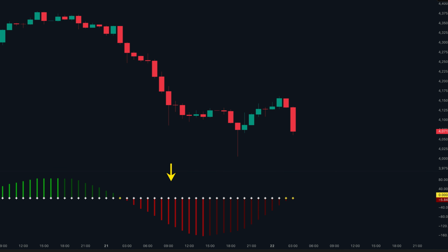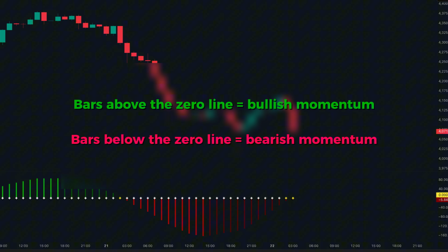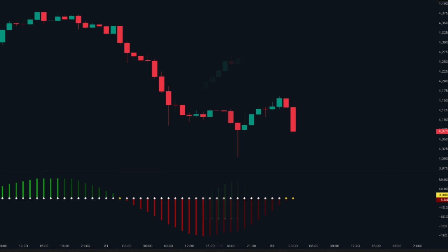On the downside, bright red bars show strong bearish momentum, sellers have control, and price is likely moving lower. But when bright red shifts into dark red or burgundy, bearish momentum is cooling off. It's still negative, but it may be preparing to flip back toward bullish territory. And remember, bars above the zero line equal bullish momentum, bars below the zero line equal bearish momentum. So the histogram doesn't just show direction. It shows the strength, the slowdown, and the possible shift before price actually reacts, giving you an early momentum read.